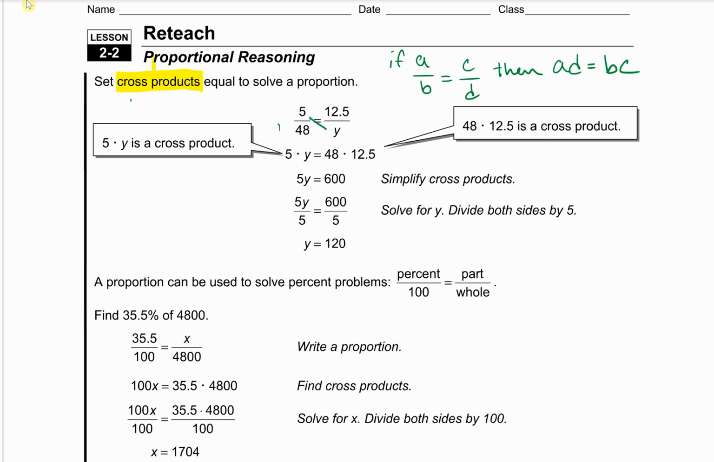So basically, I'm going to do this, cross products. In this example here, we have 5/48 equals 12.5 over y. So I get 5y equals 48 times 12.5. That is 5y equals 600. Divide by 5 and you get y equals 120.